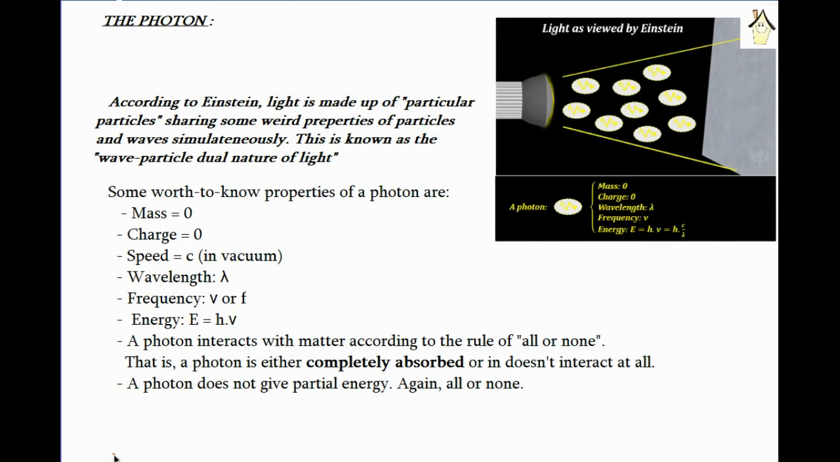One more thing. I've established this summary about our knowledge of the photon. According to Einstein, light is made up of particles, which are the photons, sharing some weird properties of particles and waves simultaneously. So they are waves and they are particles at the same time. Now, these are the properties. Notice these two important ones, which we have talked about before. A photon interacts with matter according to the rule of all or none. So it's either completely absorbed or nothing. We do not have partial interaction.